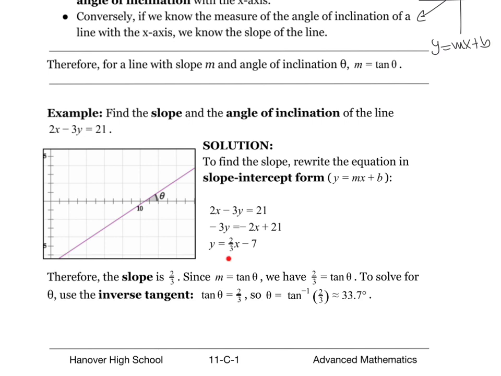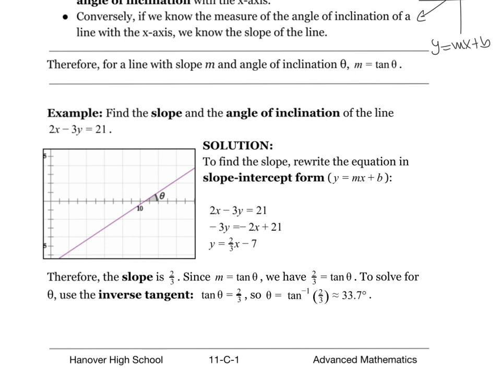Now we can see that the slope of the line is 2/3, rise over run. Since the slope is equal to the tangent of the angle, the tangent of this angle of inclination is equal to 2/3. To get the angle theta, you just need to use the inverse tangent function. In this case, it would have to be on your calculator, since 2/3 doesn't correspond to the slope of anything on our unit circle. If you do that in your calculator, you get 33.7 degrees.